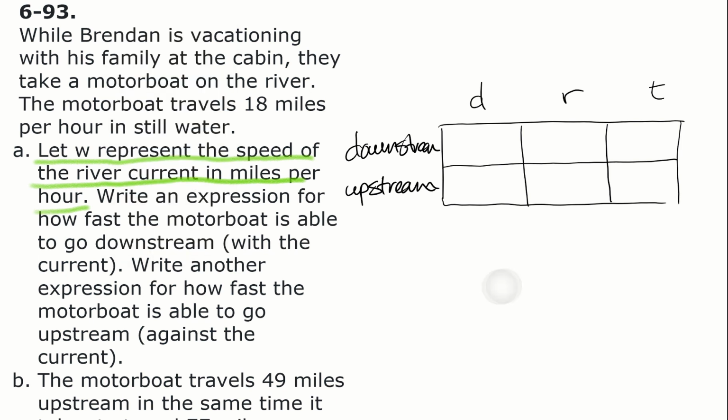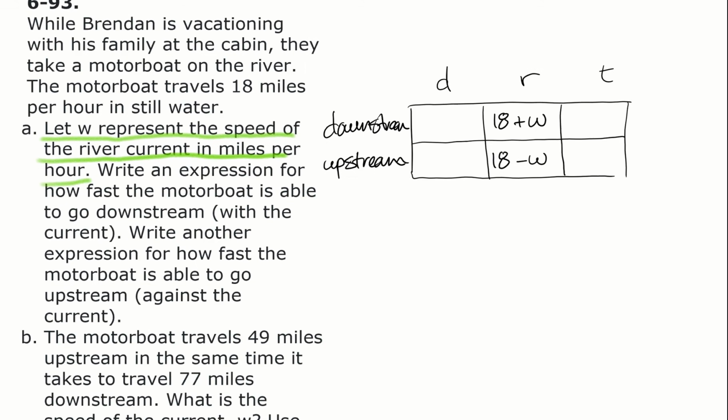So if I'm going downstream, my rate would be 18 plus the W, right? Because it's increasing my speed because I'm going downstream. And if I'm flipping around and going against it, it's going to be 18 minus W. So now the stream is pushing against me. So I've got these two expressions right here.